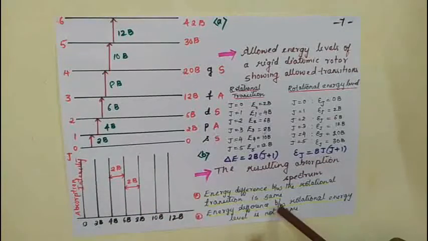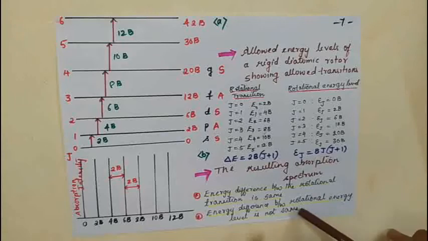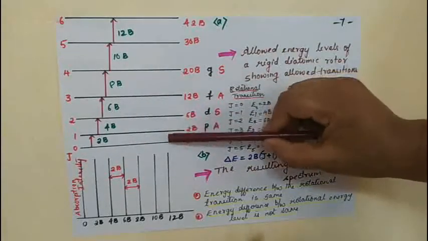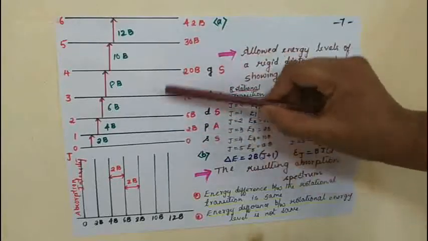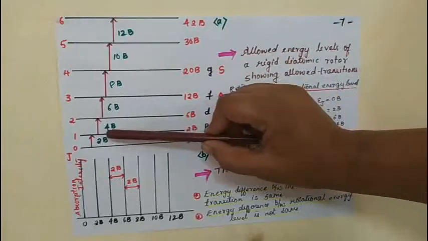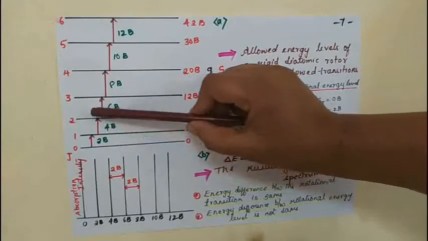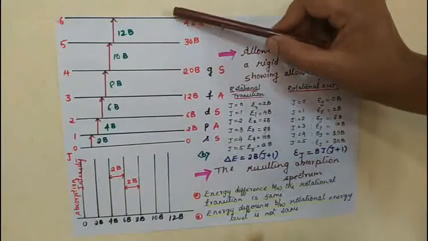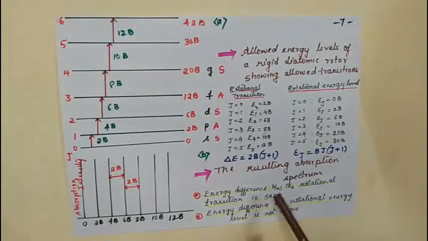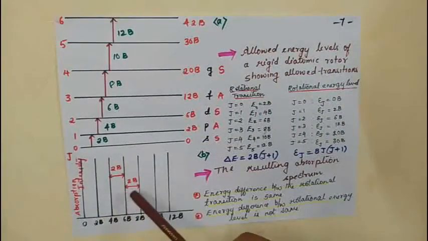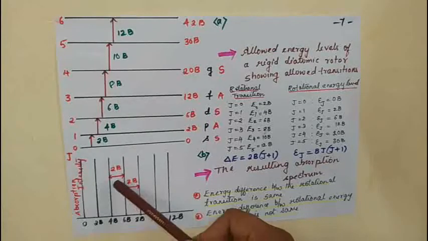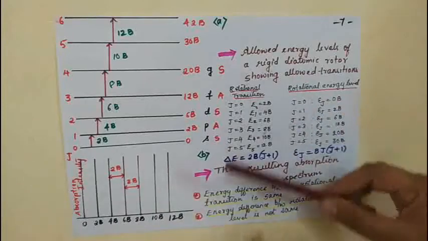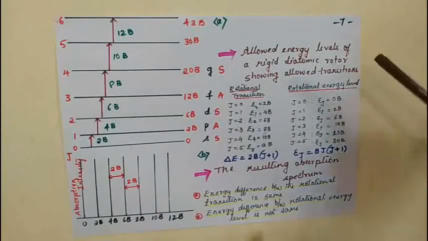But the energy difference between the rotational levels is not the same. You can see the levels. These are the rotational levels, and the energy difference between them is not the same. It is 1 to 0, 2B; 2 to 1 is 4B; then 6B, 8B, 10B, 12B. It keeps on increasing. But the energy difference between the rotational transitions is fixed always. It is 2B, 2B, 2B and 2B. So this is what you have to understand from the discussion.